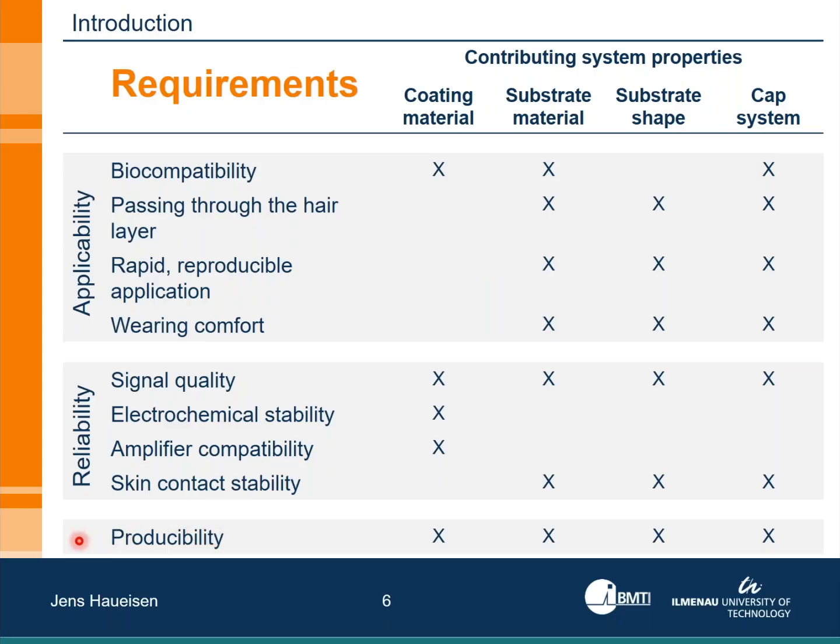Producibility is an important issue and is something where especially economic aspects play a big role. At the end, a cap and a set of dry electrodes needs to be affordable.